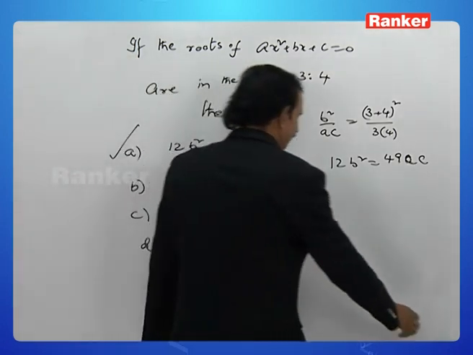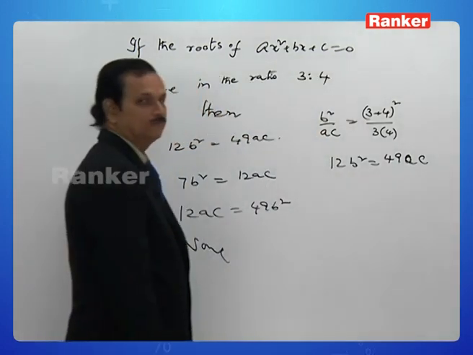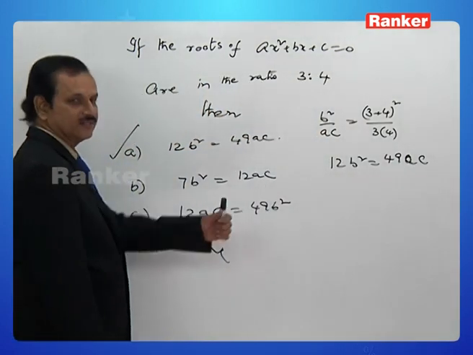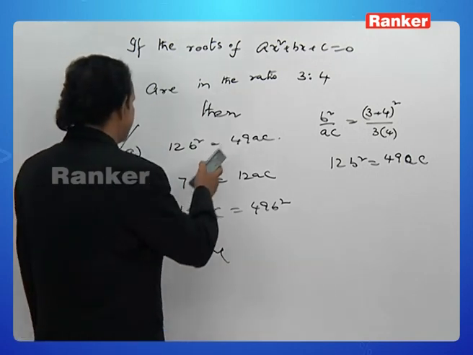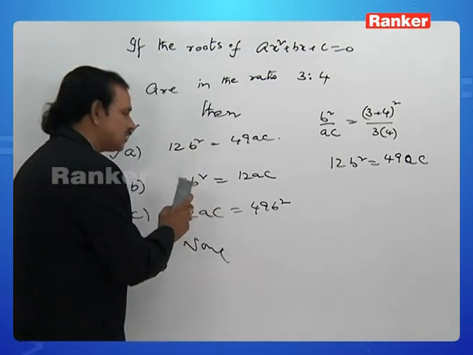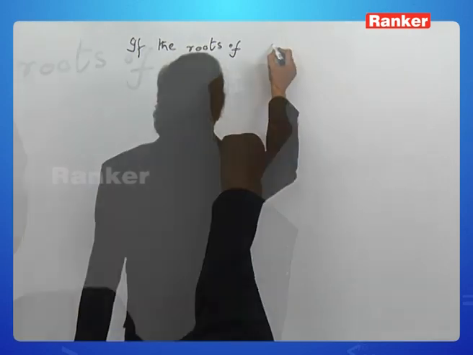Good. One more example to observe the application. Let us observe one more simple question. So 12b square is equal to 49ac is the only suitable correct answer here.